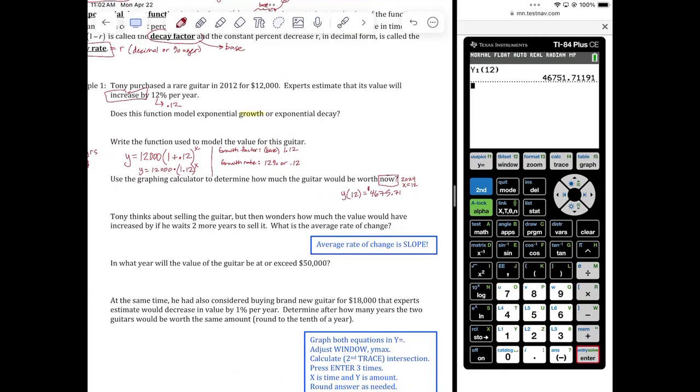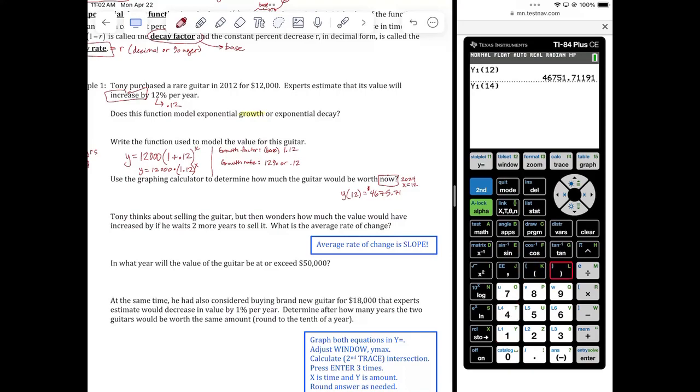Cool. Tony thinks about selling the guitar. Who wouldn't, right? But then he wonders how much the value would have increased by if he waits another 2 years to sell it. Well, we can figure that out right away, right? If he waits 2 more years, let's do it from the home screen this time. Alpha trace number 1. And now we're going to use what year if it's 2 years later from 2024?